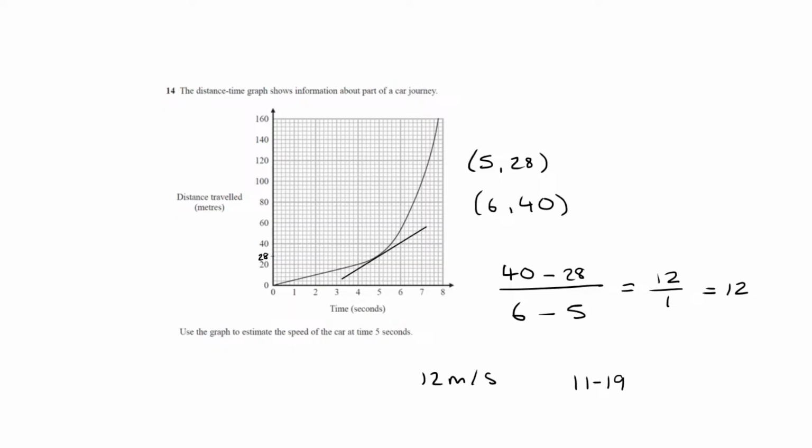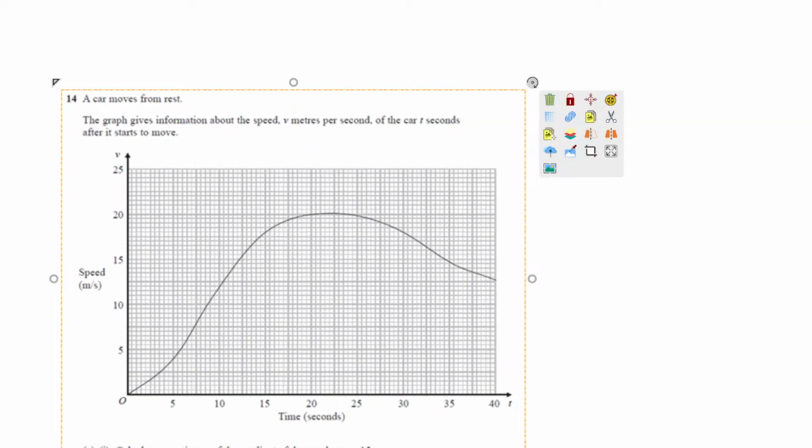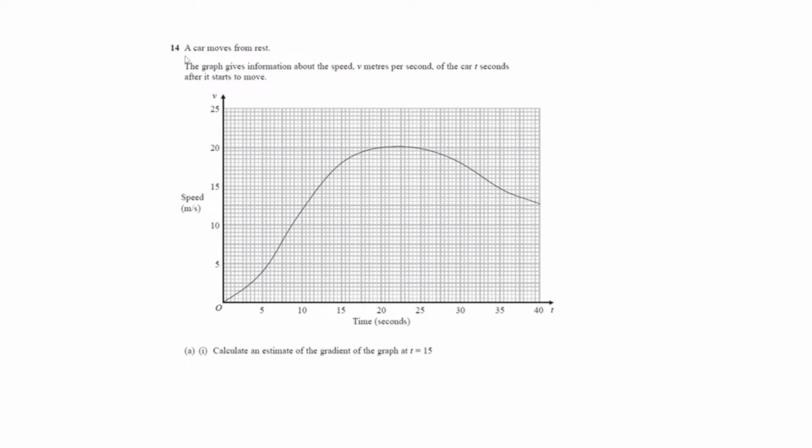There's one where it's a speed graph, so I guess that's more similar. Let me copy that one. This is also from Edexcel. Oh, this one's a little bit blurry, hopefully you can still see it. So question 14, a car moves from rest. The graph gives information about the speed, v meters per second, of the car t seconds after it starts to move. Calculate an estimate of the gradient of the graph at t is 15.